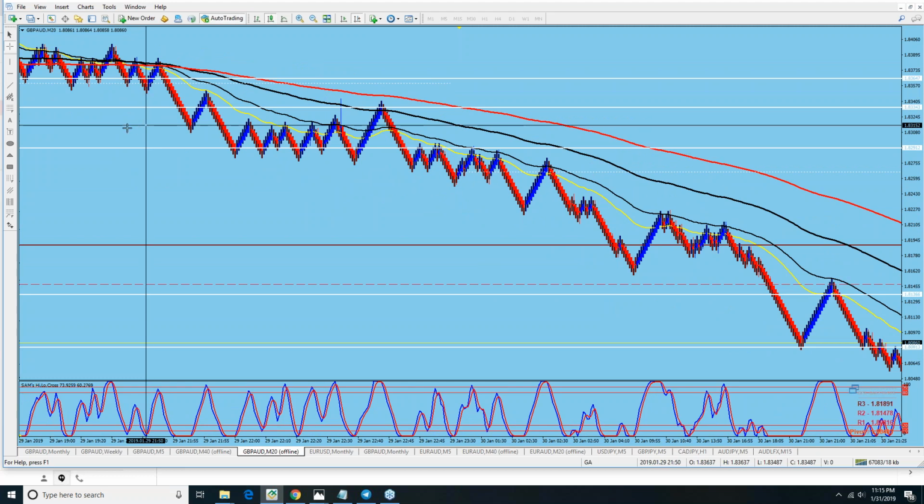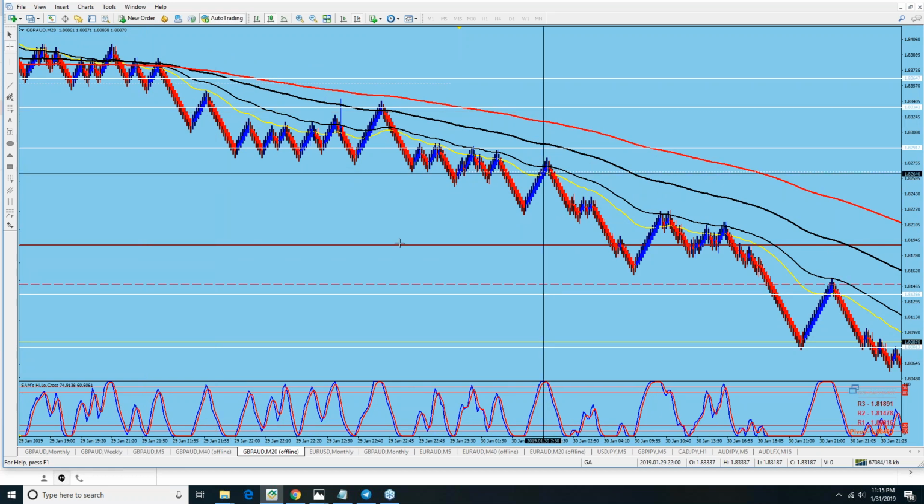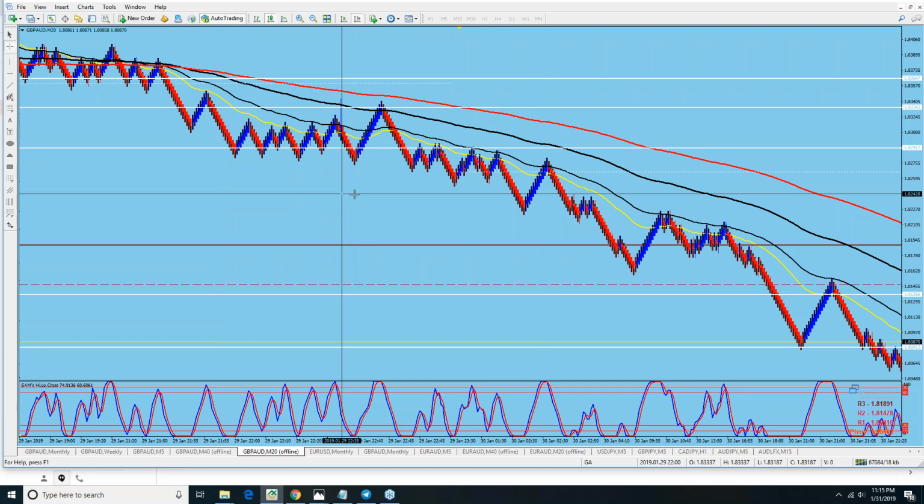It's 129, right? See, so it came down. This was a short setup. This is a short setup. This is a short setup. If you don't want to take a short setup because I said so, it says okay, no problem. I will wait for long.